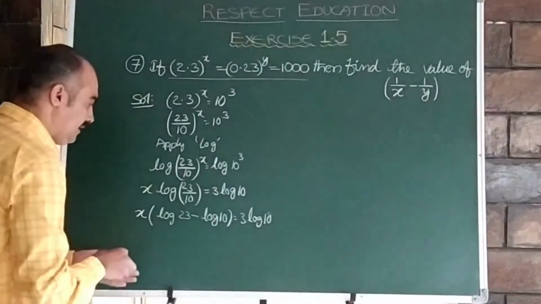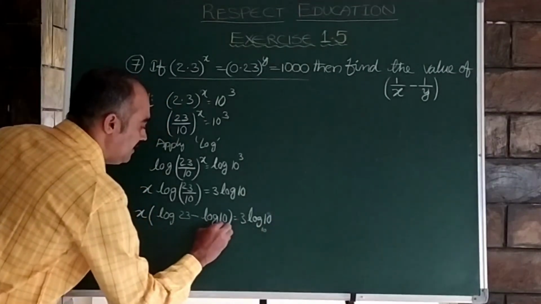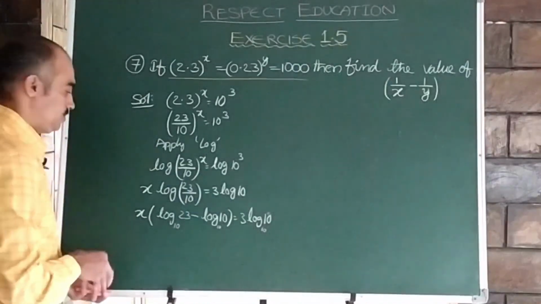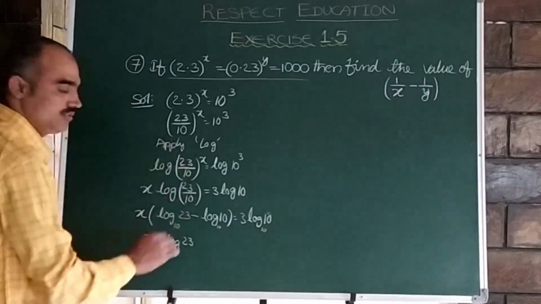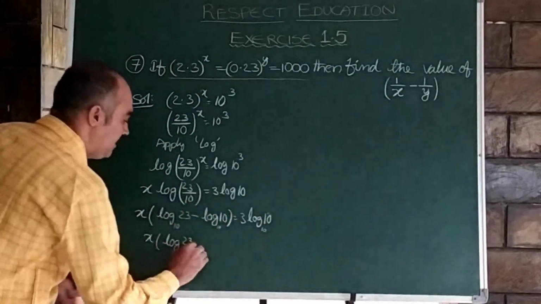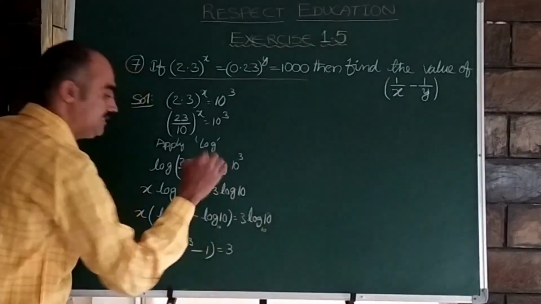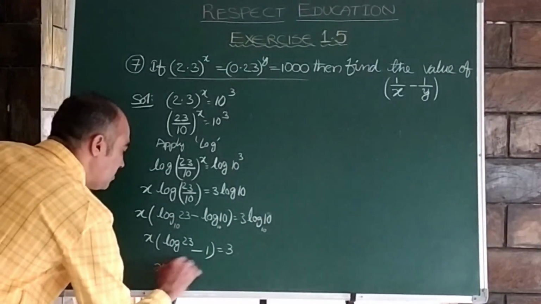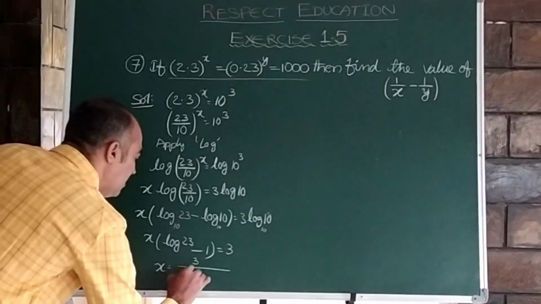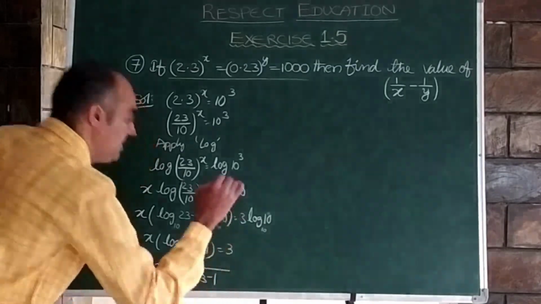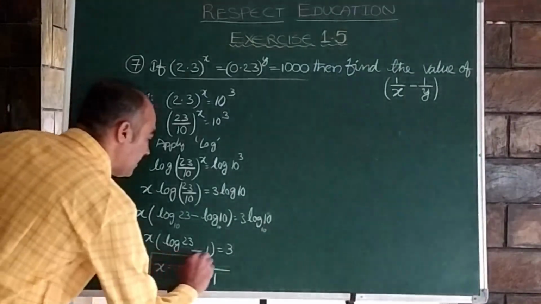Now if no base is there, we can write 10 as the base, here 10 and here also 10. So x into log 23, I am not writing the 10, children, whether you write it or not is not a problem. But here you see log 10 base 10 is 1, equal to 3 times, this is also 1, so it is 3. Finally x is equal to, let us send this value down, 3 by log 23 minus 1, right? So let us keep this value in our hand.